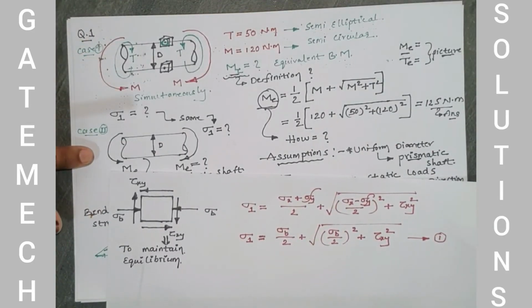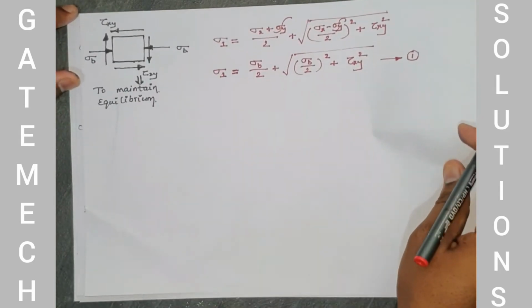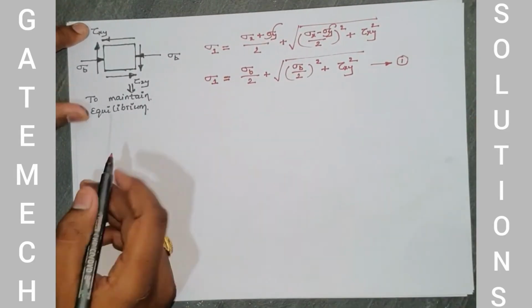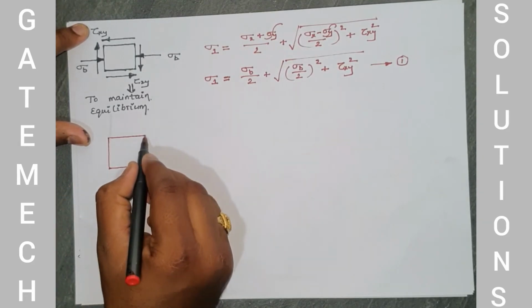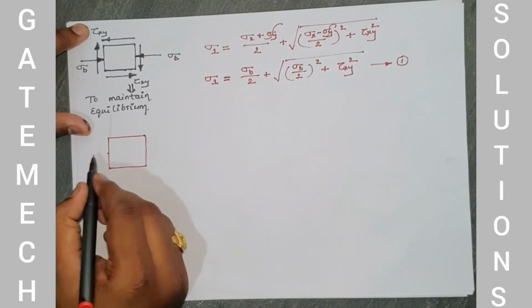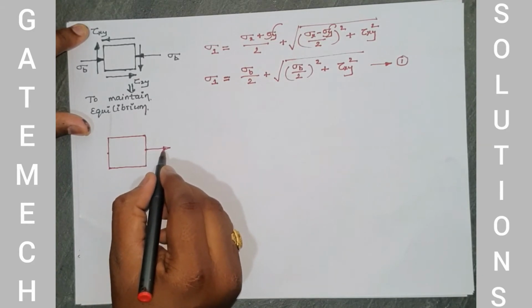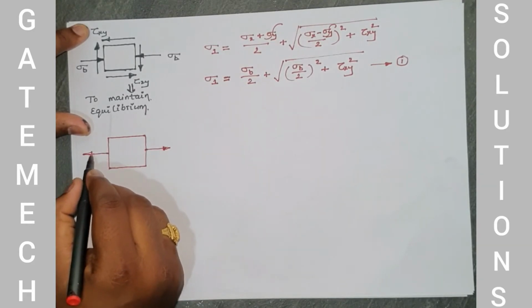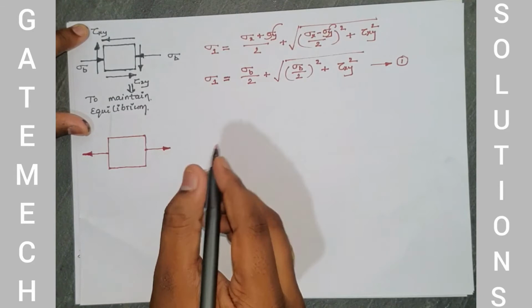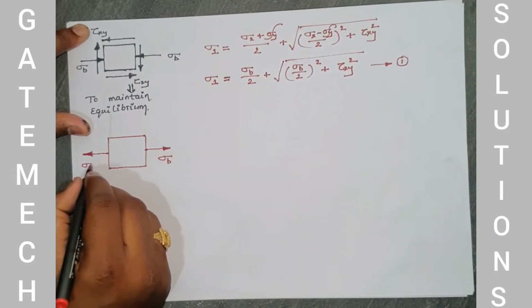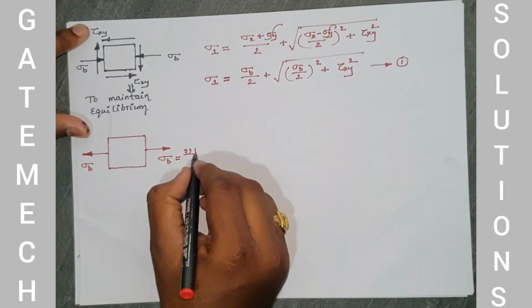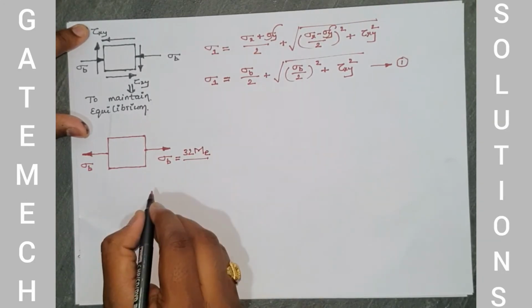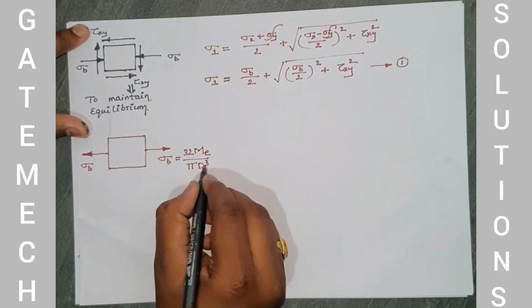Let us take case 2. For case 2, only bending moment is there, with the magnitude of Me. If you draw the state of stress, at either the bottom point or the top point, only normal stress will be there, and there is no shear stress, with the magnitude of sigma b. But how to calculate sigma b? As we already know the formula, 32 Me divided by pi d cube.